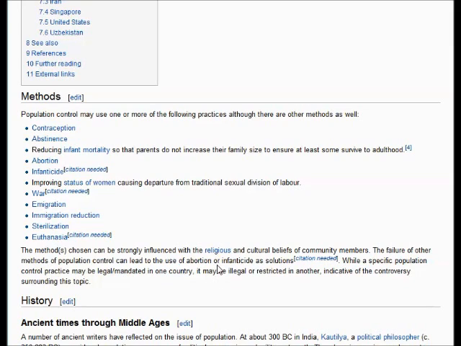Then they have euthanasia. Euthanasia has been added, and what was taken out was genocide, which is interesting. They brought in euthanasia. Maybe some of you remember Dr. Death, Dr. Kevorkian over in Michigan. Now, euthanasia is what's known as mercy killing, a common term that's used for that.